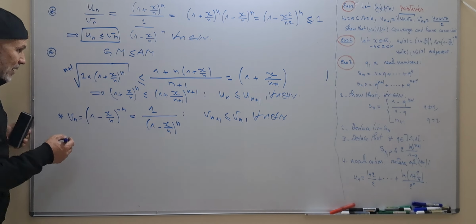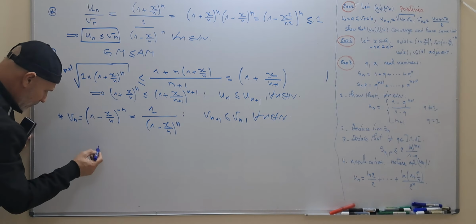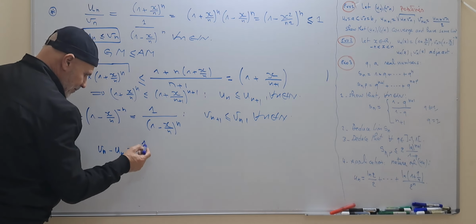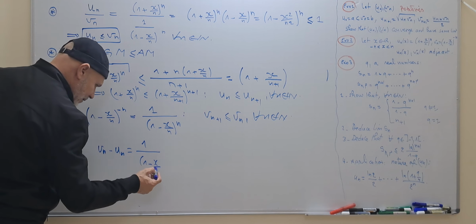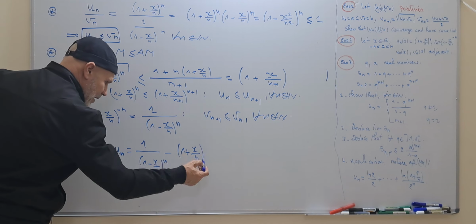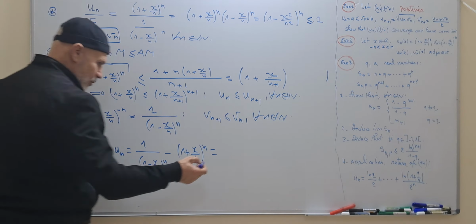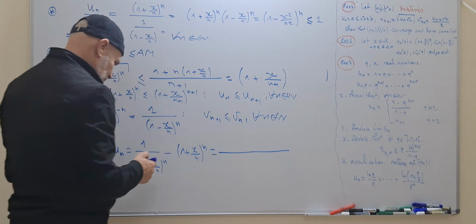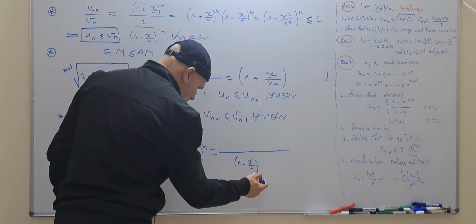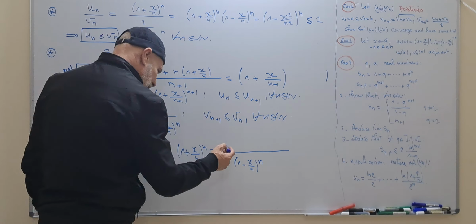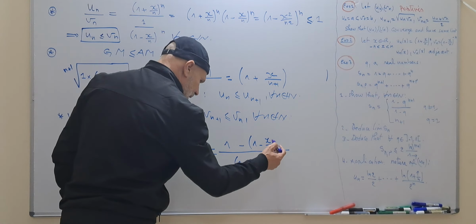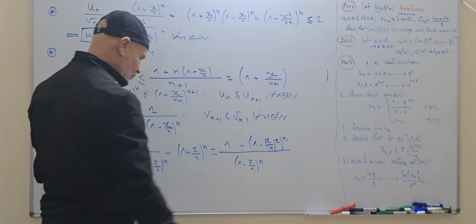Let us consider the difference between Vn and un. We have Vn minus un. This is equal to 1 divided by (1 - x/n)^n minus (1 + x/n)^n. This is equal to (1 - x/n)^n, 1 minus, so 1 minus (x/n)^2 to the power n.